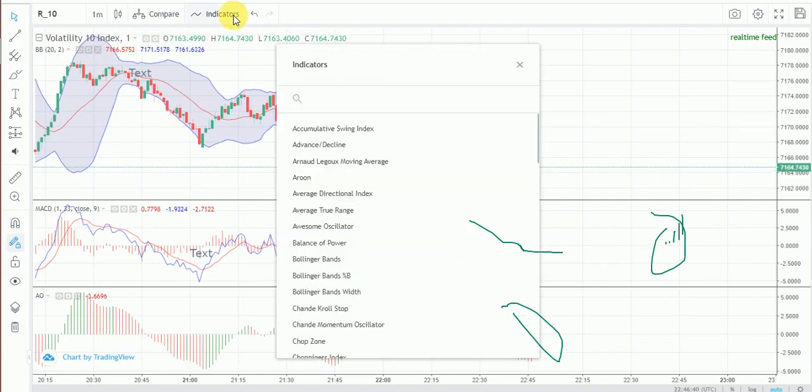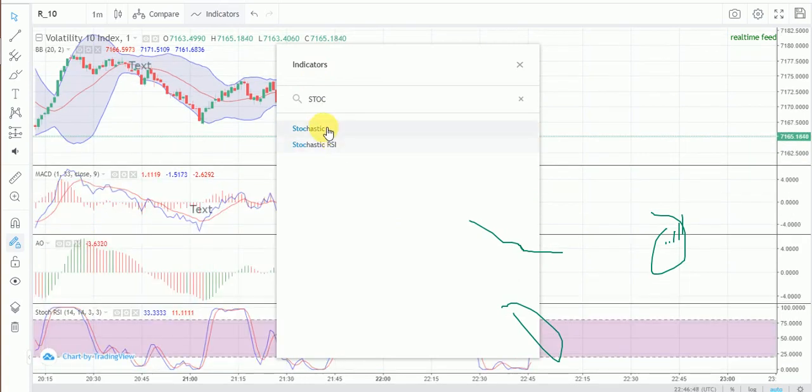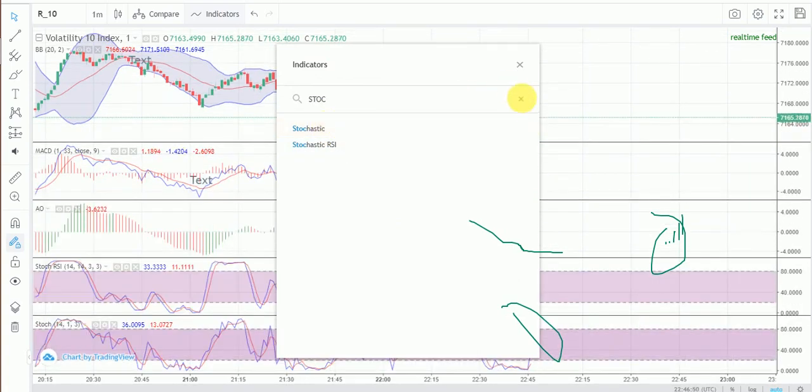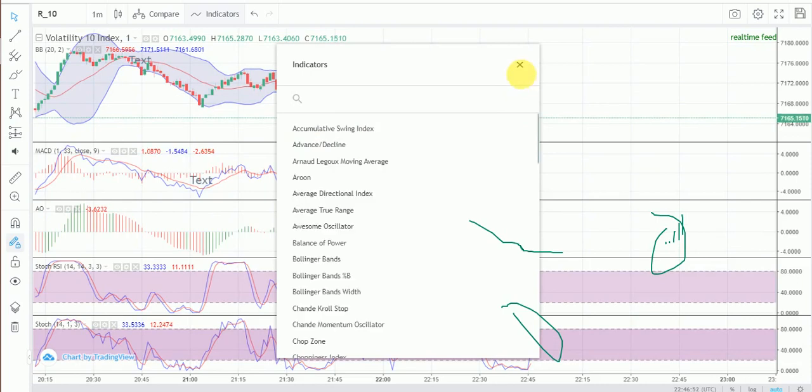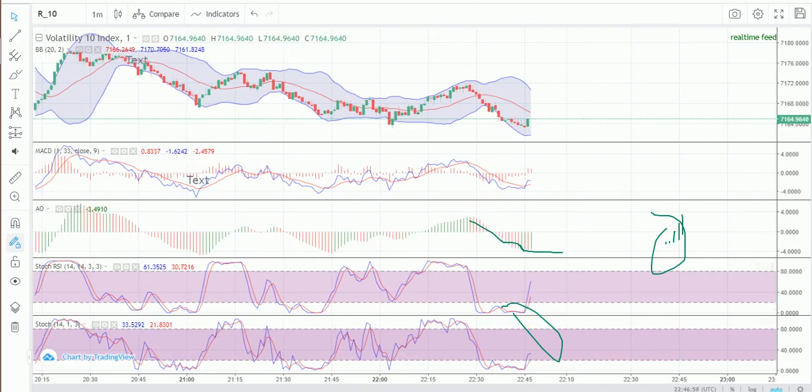The next thing I said we'll talk about is Stochastic RSI. We have Stochastic and we have Stochastic RSI. I just added both now. Okay, the first one here is Stochastic. Let me put in the drawing graph.